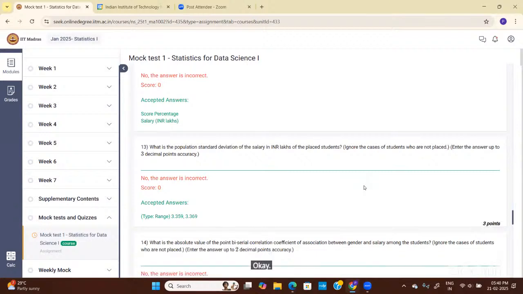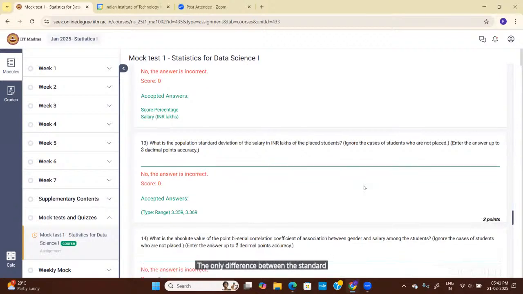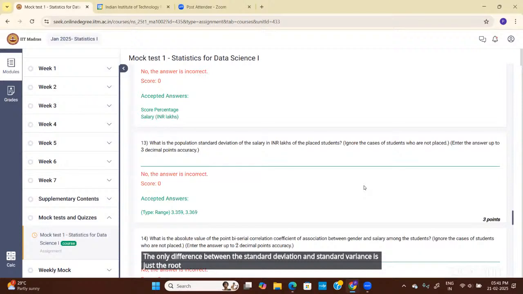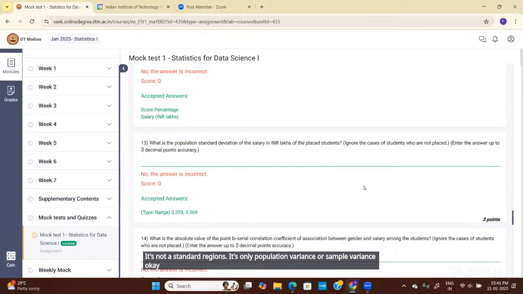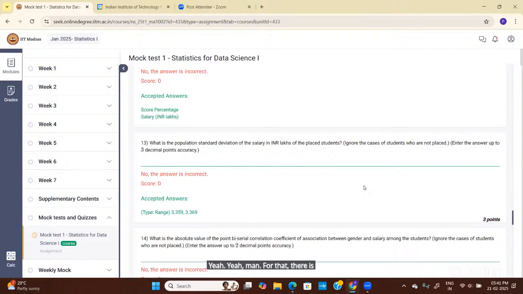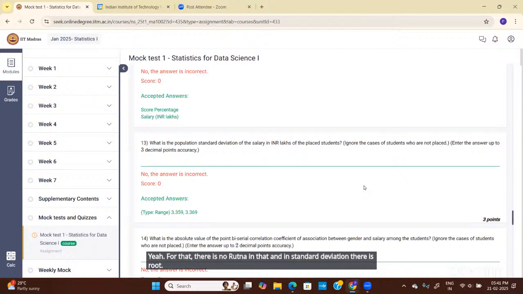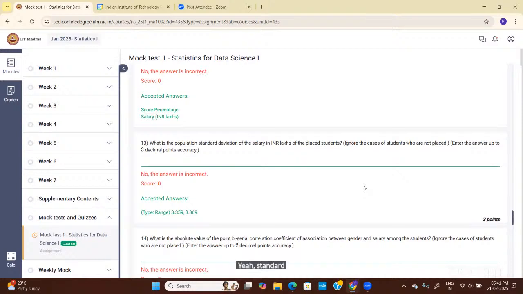The only difference between the standard deviation and variance is just the root, na ma'am? In standard deviation there is root, and in variance there is no root. What is standard variance? Sorry, variance: population variance and sample variance. It's only population variance or sample variance. For that there is no root, and in standard deviation there is root. Yeah, standard deviation is the square root of variance.